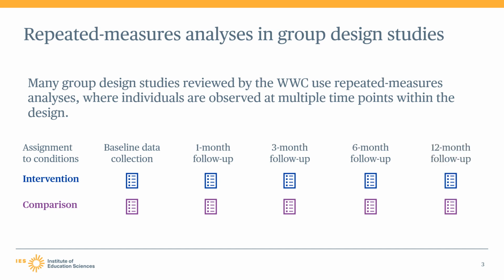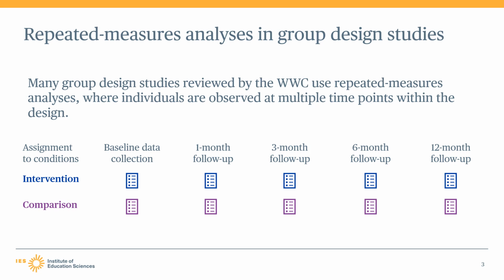In the remainder of this module, we will provide additional guidance on reviewing evidence from two types of group designs with repeated measures analyses. First, analyses of simple gain scores, and second, analyses in which the dependent variable includes data from multiple time points. These types of repeated measures analyses might make sense when researchers are studying an intervention that is of indefinite duration, such as assignment to a charter school.